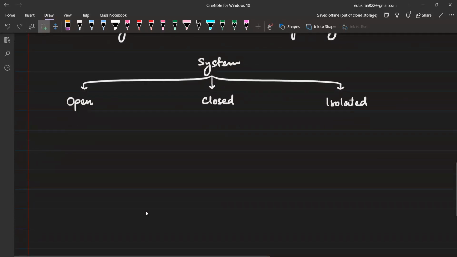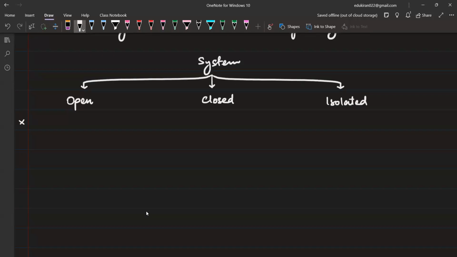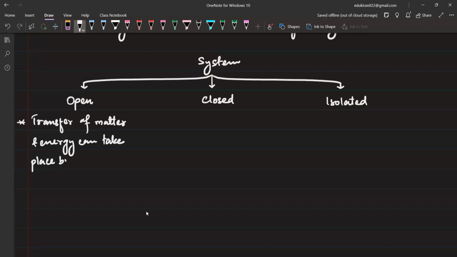ठीक है. ओपन सिस्टम में क्या होगा? The property of open system is that, please write with me, transfer of matter and energy both can take place. ठीक है. दोनों का ट्रांसफर हो सकता है. Transfer of matter and energy can take place between system and surrounding. ठीक है. अच्छा.